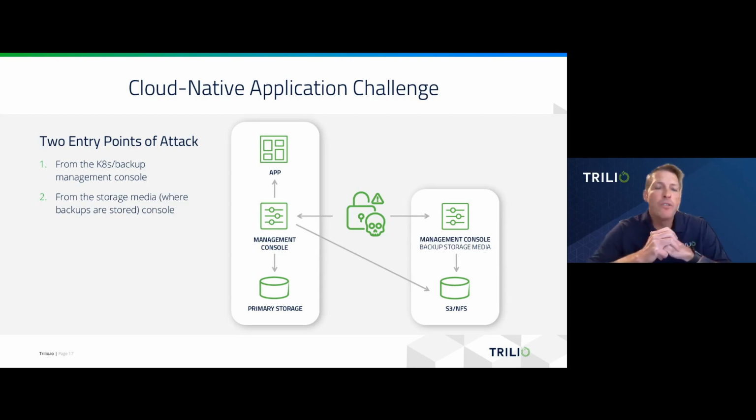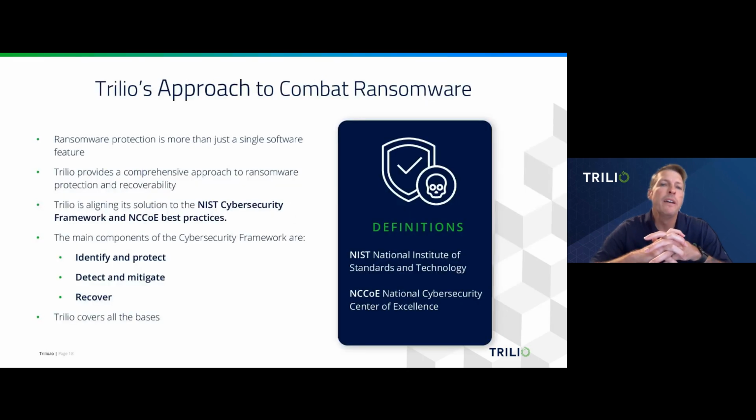So at Trilio, we're focusing our data protection in this cloud native world, so in the Kubernetes world. We're looking at what the entry points of attack are. What are the attack vectors in a containerized Kubernetes landscape? That would be the APIs and the management console that you're using to deploy your Kubernetes applications. And then the other big vector is the storage media. If the storage media that you're using to store your backups gets compromised, that's another way that you can be taken down. So Trilio has an approach to combat ransomware.